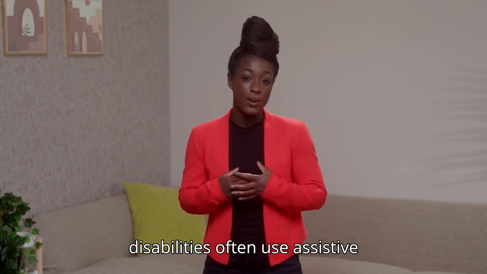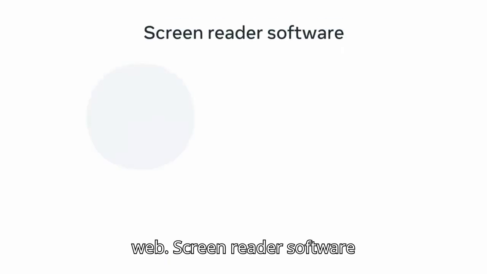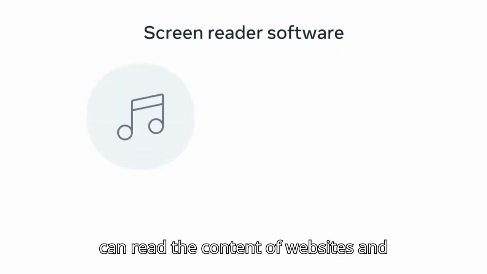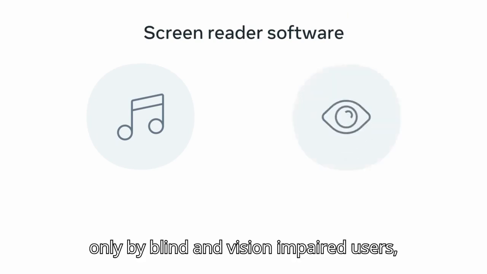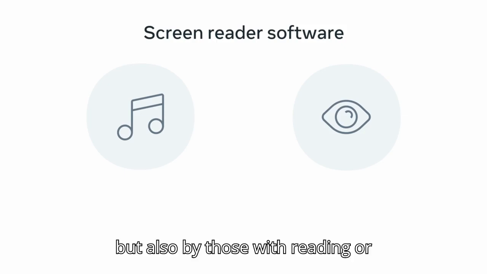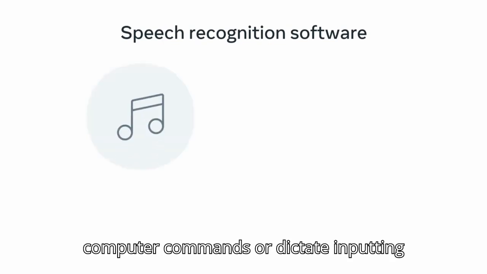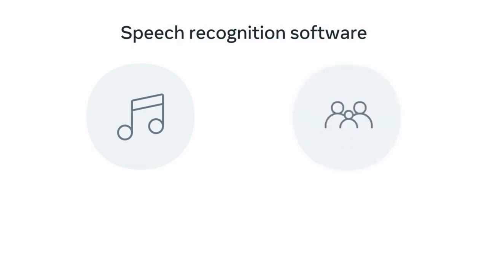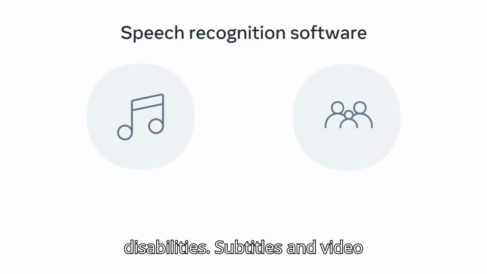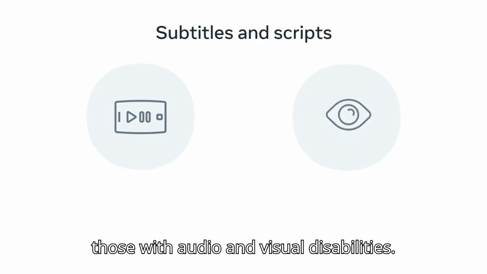People living with disabilities often use assistive technologies to aid them in browsing the web. Screen reader software can read the content of websites and everything that is happening on the device. Screen readers are used not only by blind and vision impaired users, but also by those with reading or learning difficulties. Speech recognition software can turn spoken words into computer commands or dictate inputting text. This is useful for people who may not be able to use a mouse or keyboard due to physical or neurological disabilities. Subtitles and video scripts in videos provide assistance to those with audio and visual disabilities.